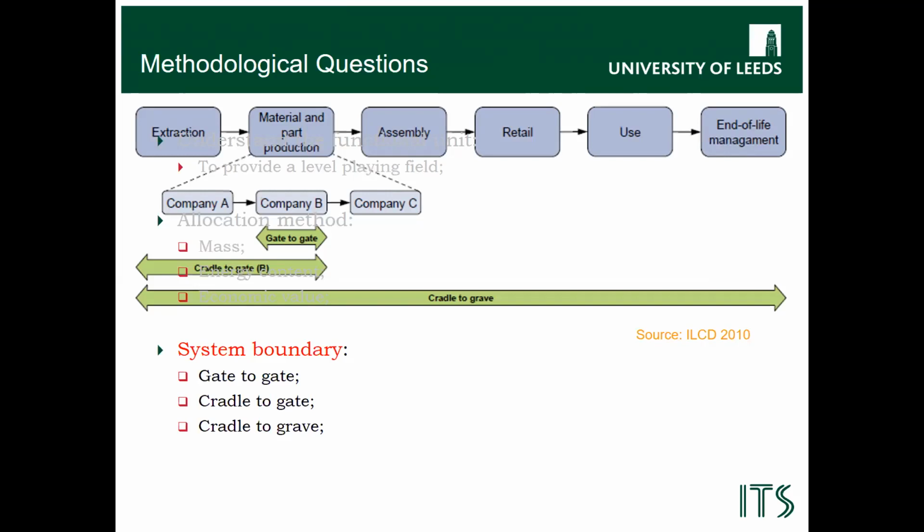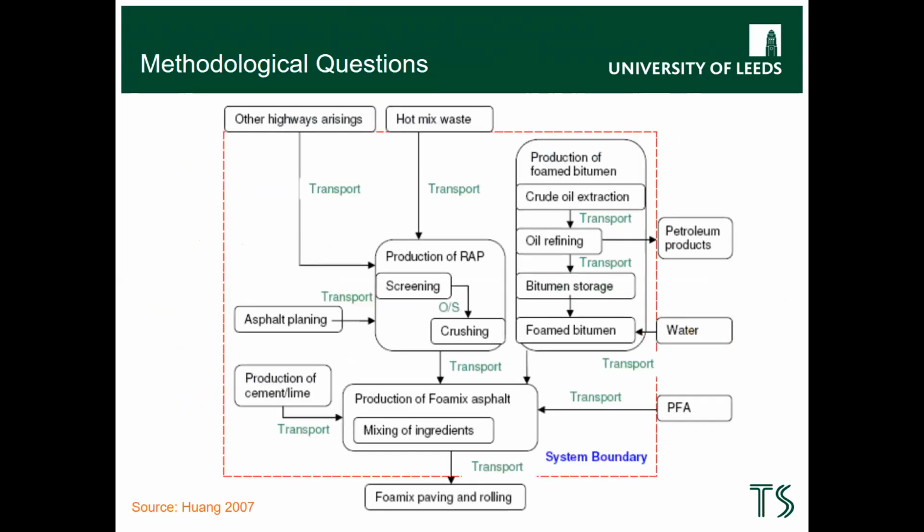But some take the approach like cradle to laid, so from the quarry to when the pavement is built. But the challenge of the third approach, the cradle to grave, is that there's a level of uncertainty once the pavement is in service. However, the system boundary is important because it's not just what process we include or exclude, but also where we set the boundary to some extent determines the allocation method we need to use.